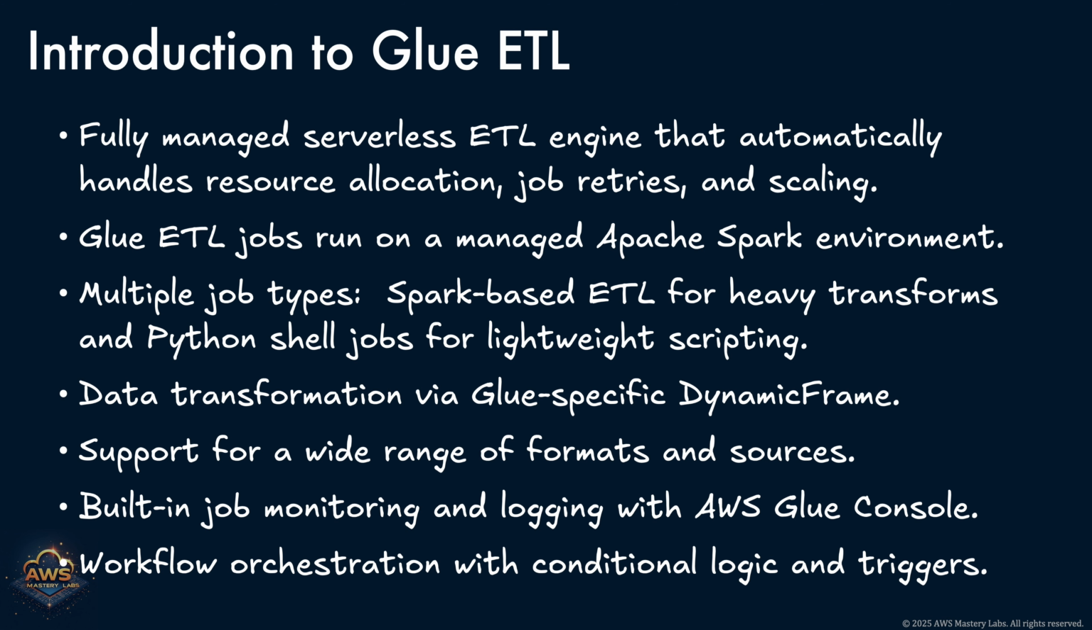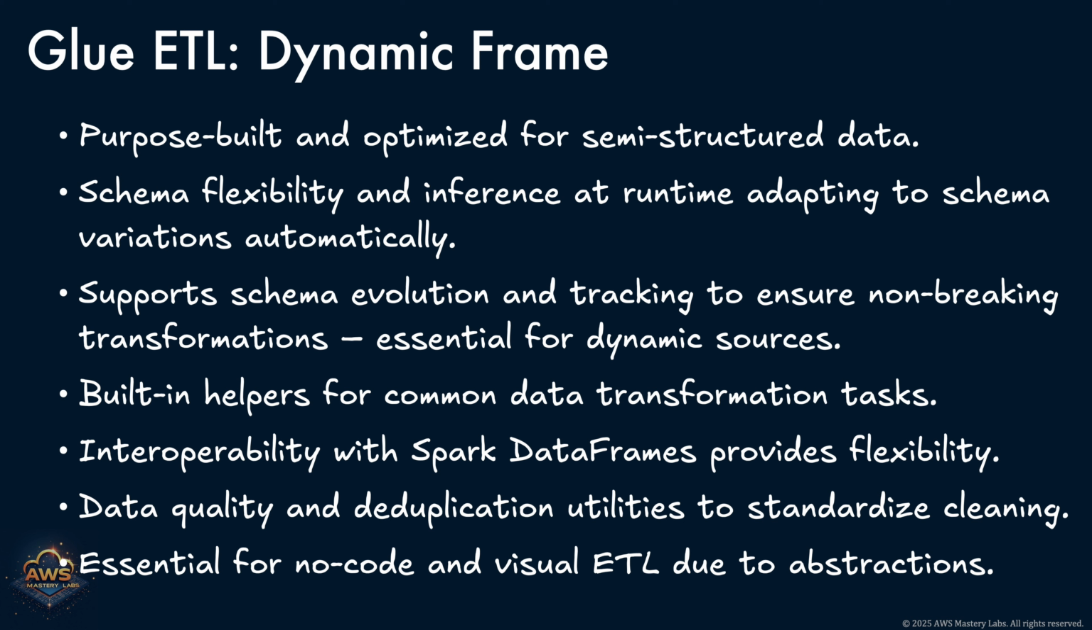This means you can manage dependencies, retries, and conditional logic without writing custom orchestration code. When working with AWS Glue ETL, one of the most powerful tools at your disposal is the dynamic frame. Unlike traditional Spark data frames, dynamic frames are purpose-built for semi-structured data, the kind you'd typically find in JSON, Avro, or nested Parquet files. They provide the flexibility needed to work with datasets where the schema isn't always consistent or fully known ahead of time.